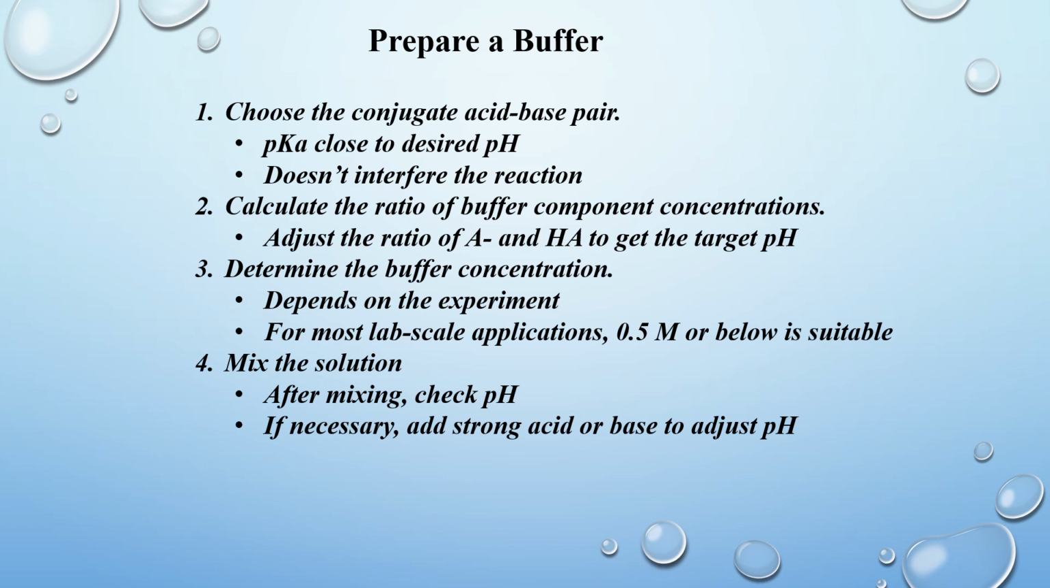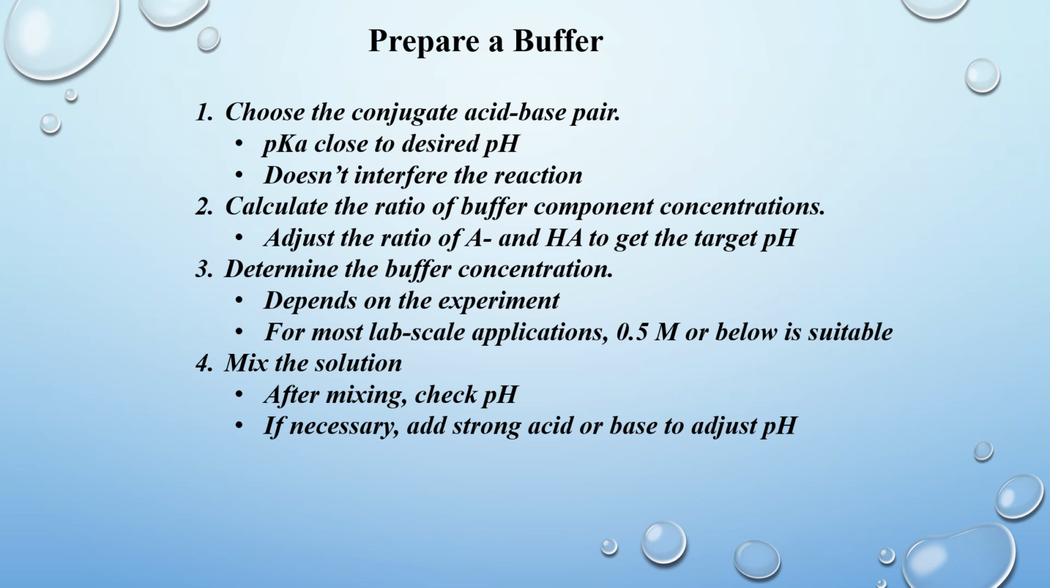So now let's conclude about how to prepare a buffer and what needs to be paid attention to. First step, you're going to choose the conjugate acid-base pair. We want the pKa of the acid close to the desired pH, because the closer, the better the capacity within the buffer range. And at the same time, you don't want the components of your buffer to react with anything else in your chemical reaction. So you don't want the buffer to interfere with your chemical reaction.